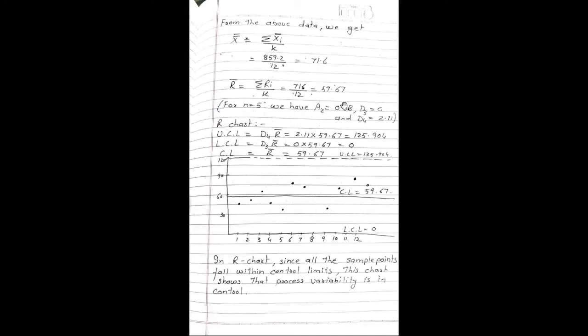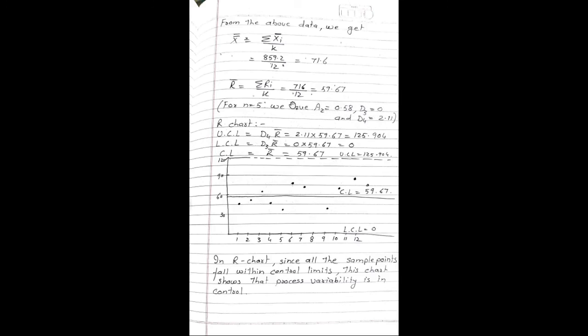So first of all, we will find x double bar as summation of xi bar divided by k. So the answer is 71.6. R bar value becomes summation of Ri upon k. So 716 divided by 12. R bar becomes 59.67. So for n equal to 5, we have A2 equal to 0.58, D3 equal to 0 and D4 equal to 2.11.